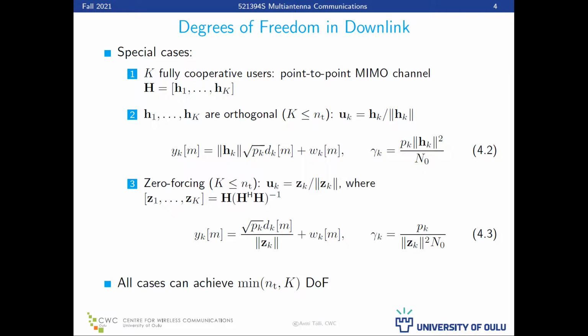Okay. Another special case is zero forcing. Again, it applies to the scenario where K is smaller or equal to MT. There we compute, or assign, the precoder uk to be the normalized columns of the pseudo inverse of channel H. Okay, this is the zero forcing solution. So let's see what happens when we plug that in here.